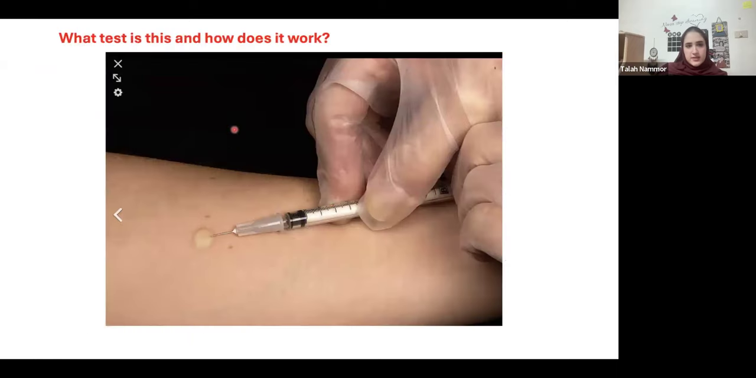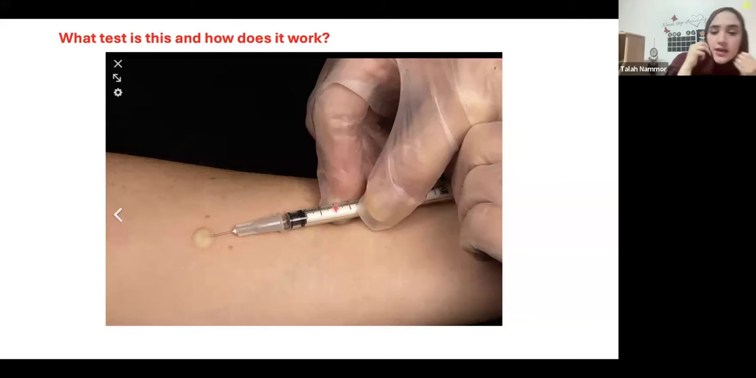Do you guys know what test this is? Mantoux, TB, exactly. So the idea of this test is the tuberculin skin test, right?